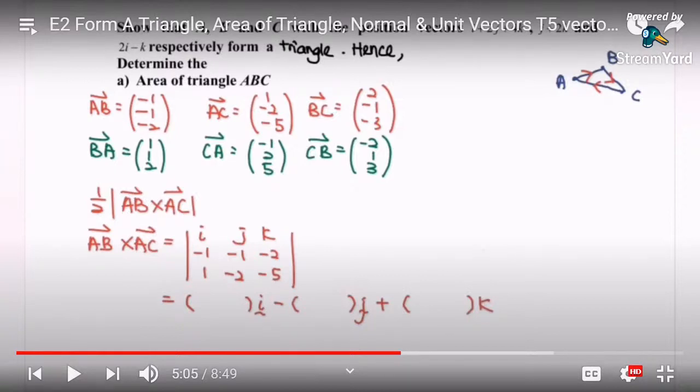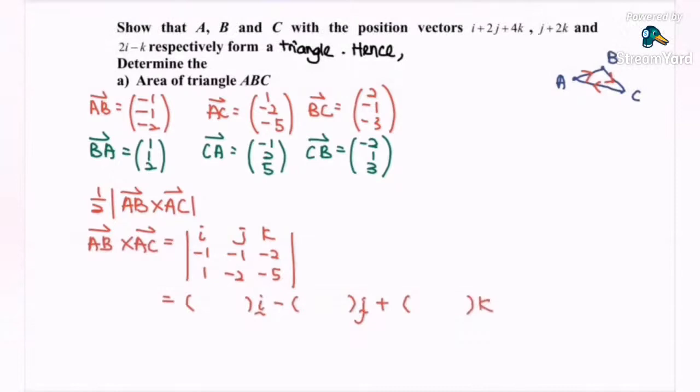Okay, so sekarang kita buat apa? Kita cari AB cross AC dulu. So if we wish to have the I, so kindly close up the I. So -1 multiplied with -5, so we will have 5, minus with this situation, so we will have 4. Next, if we wish to have the J, means that we have to close up the J. So -1 multiplied with -5, so we will have 5, minus. Next, -2 multiplied with 1, and we will have +2.